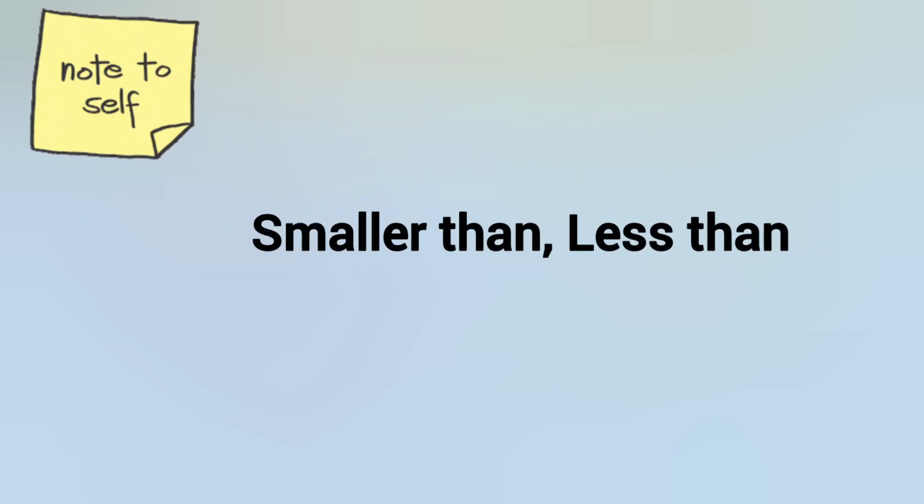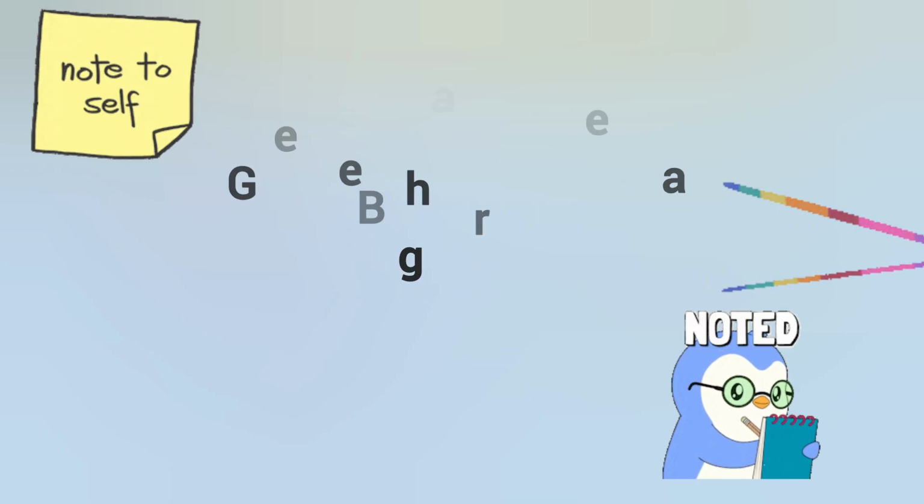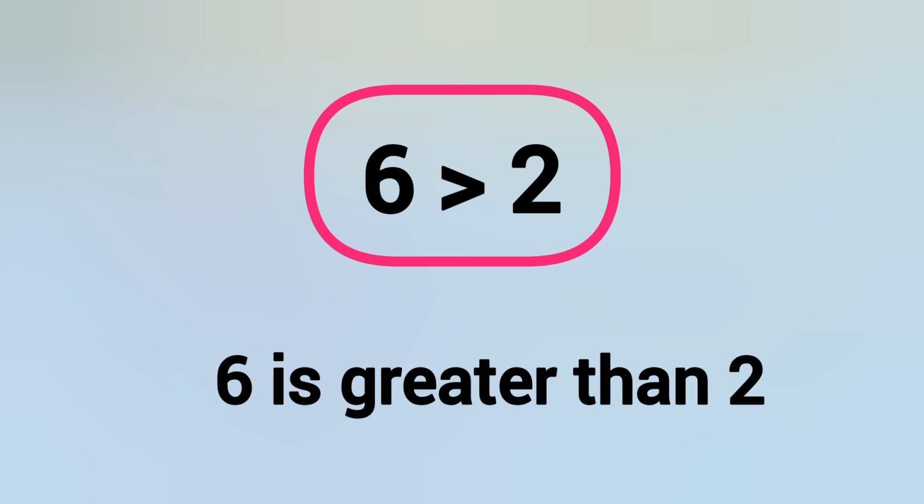Remember, smaller than and less than mean the same. And also bigger than, greater than, more than also mean the same. If the numbers are written in reverse order, like 6 and 2, we again compare both the numbers. Here 6 is greater than 2. So we put the sign towards 6 and write 6 is greater than 2. We look at the first number and compare it with the other number. Then we write less than or greater than accordingly.